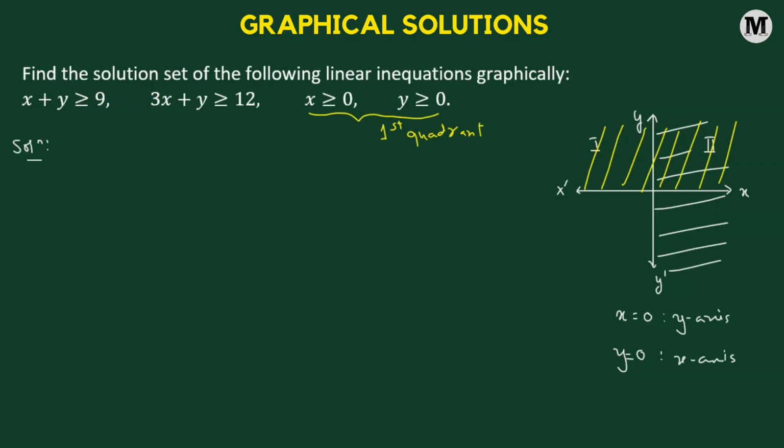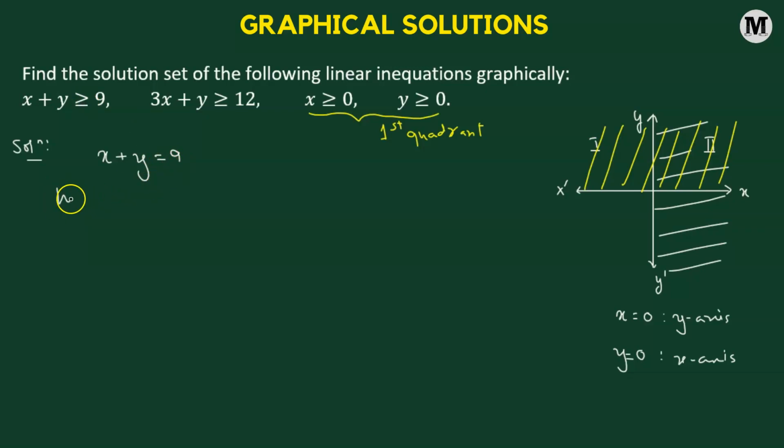So here we have two inequalities. We have the inequality x plus y greater than or equal to 9, and the other inequality 3x plus y greater than or equal to 12. Our first task will be to convert them into equations. So we'll consider x plus y equals 9. All we have done is replace the inequality symbol greater than or equal to with an equality symbol.